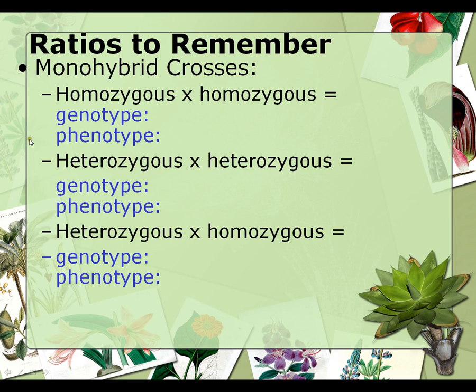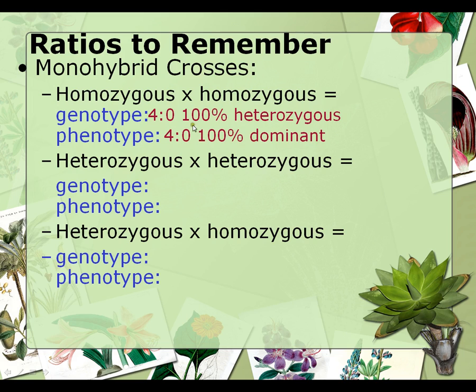So some ratios. When you cross a homozygous recessive and a homozygous dominant for monohybrid crosses, the genotype will always be 100% heterozygous. Hopefully that's a little familiar by now. The phenotype will also be 100% dominant because you have the dominant gene.